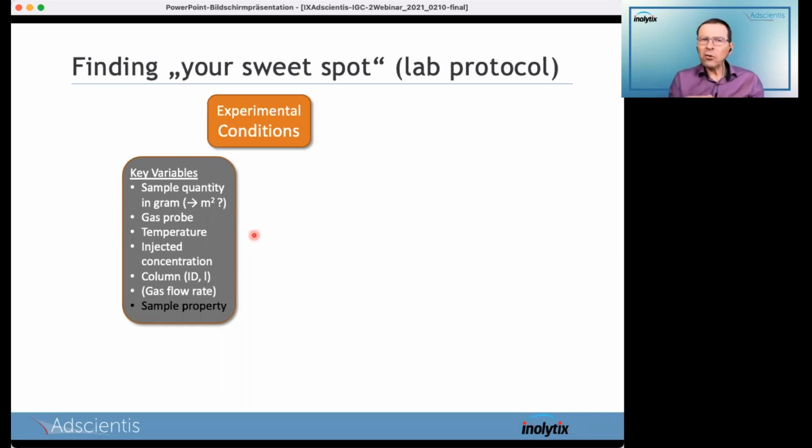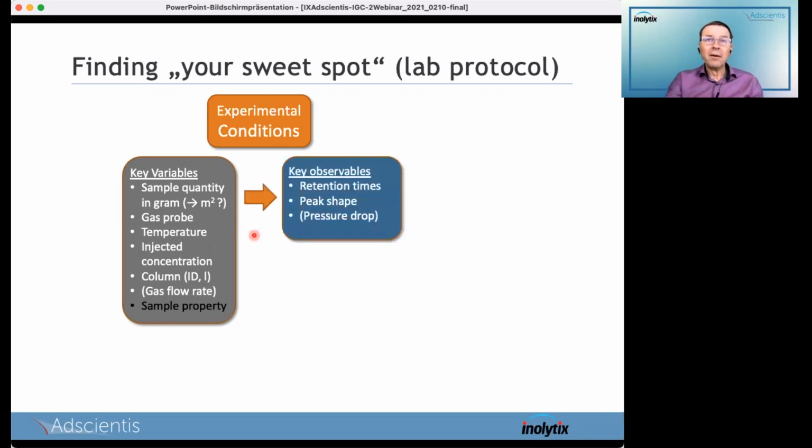Yes, we also have the sample property, which I've shown here in black, but sample property is not really a key variable. It's something you have to take. And this is really the unknown in this whole equation. There are certain key observables to define the lab protocol. One is the retention time, one is the peak shape, and also the pressure drop, which I mentioned before.